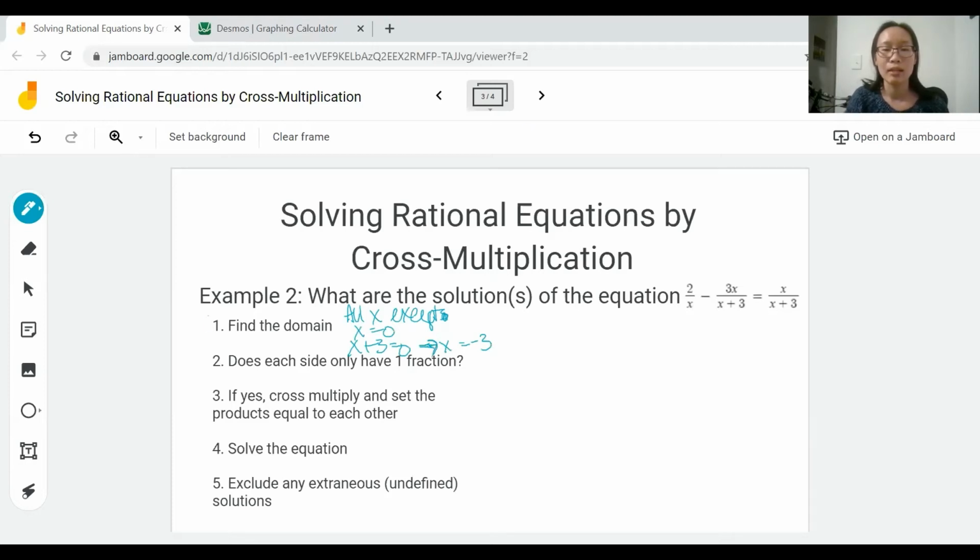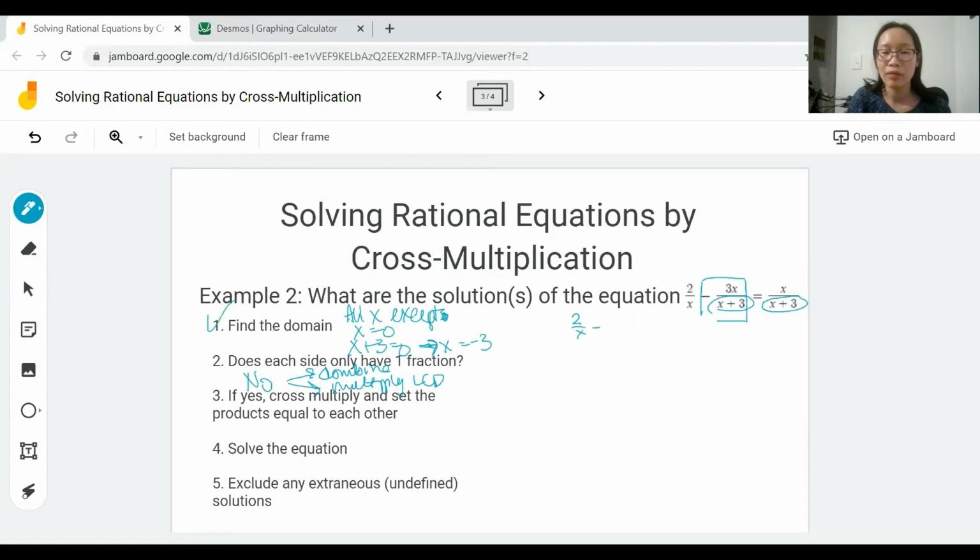Next, I ask, does each side only have one fraction? No, I have two fractions on the left and one fraction on the right. So my options are, I can combine to make one fraction, or I can multiply through by the least common denominator, which is another video. So I'm going to combine them because I noticed that two of them have the same denominator, so I can add them pretty easily. So I'm going to move this term to the other side by adding it.